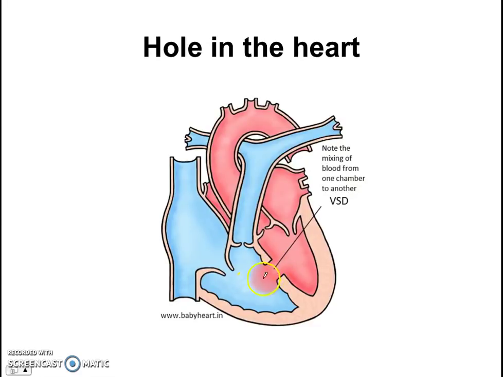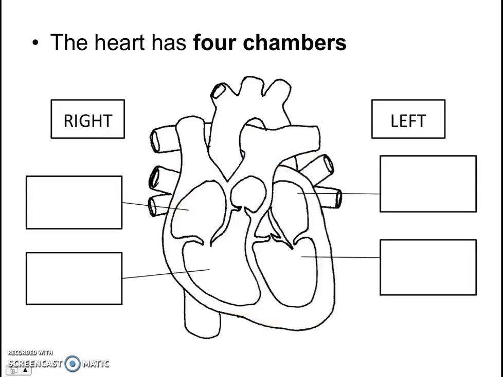So what happens is that oxygenated blood can mix with deoxygenated blood, and that really harms the function of the heart. People born with a hole in the heart find it harder to survive, and they usually need an operation to help them survive.